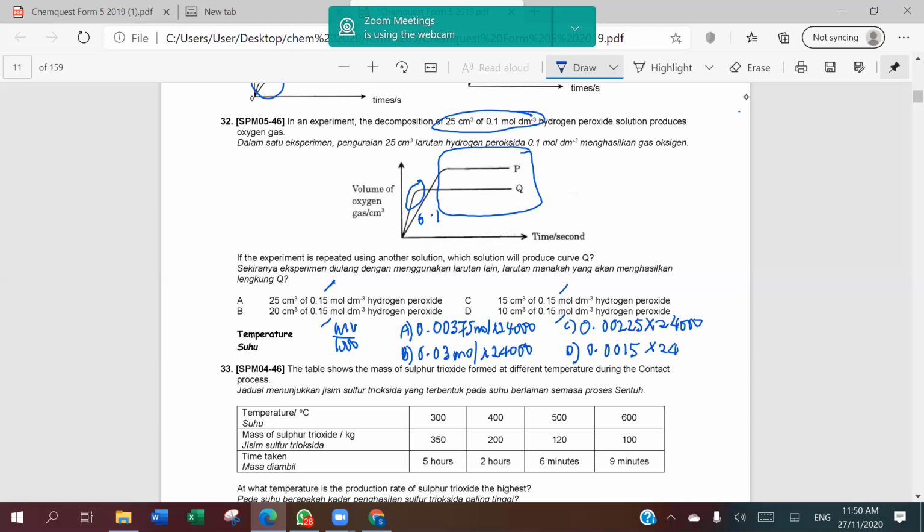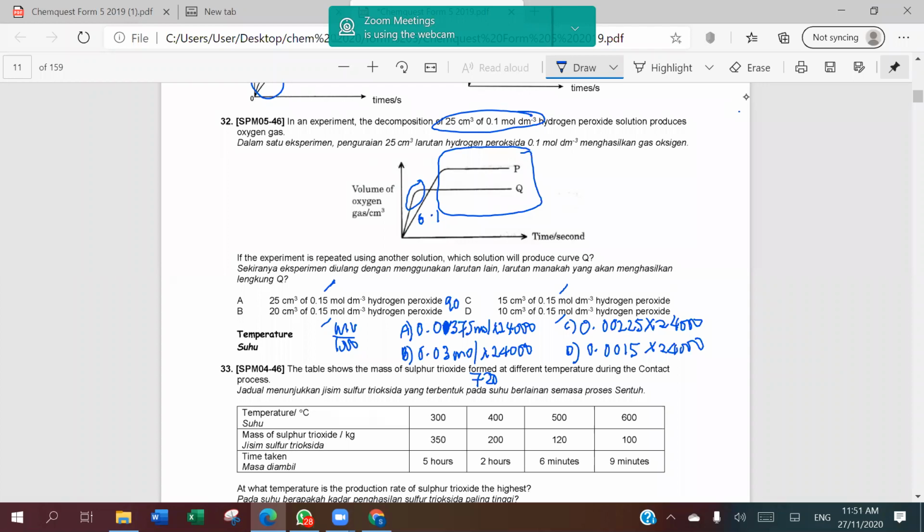So A is 90. Okay, wait. A is 90. B is? 720. Sorry? 720. Are you sure? A 700? Or 900? Check. Maybe I put too many zeros here. Double check. 25 times 0.15 divided by 1000. 90. 90, sir.